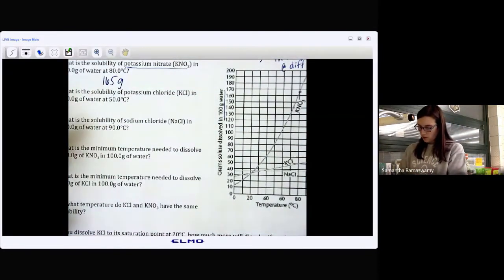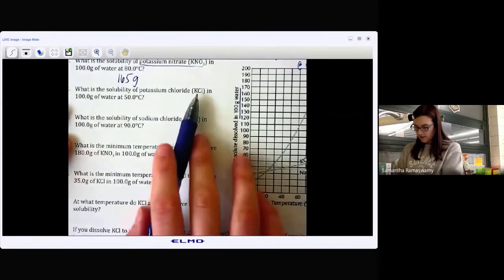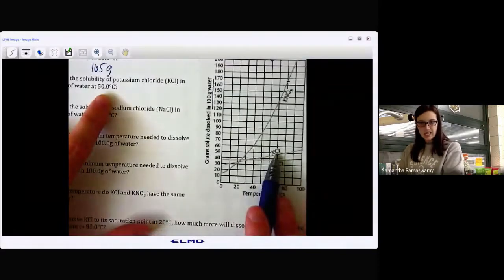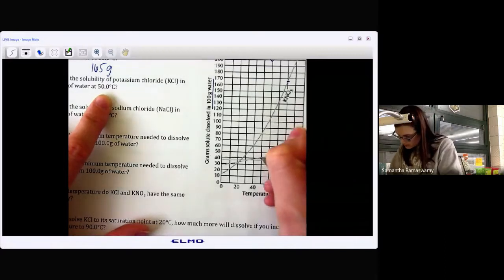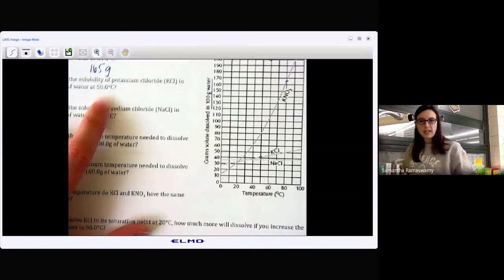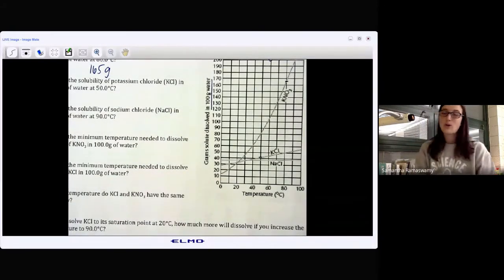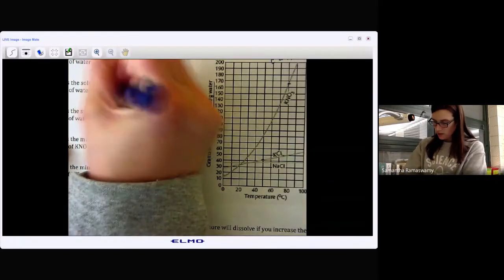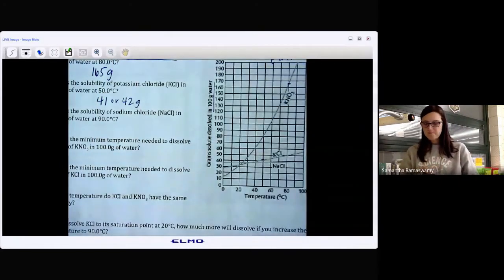Then in number 2, we look for the solubility of potassium chloride at 50 degrees Celsius. So I'm going to go to the KCl line, but at 50 degrees Celsius. Here's 50. Try to read that curve. It's a little bit above 40, maybe 41 or 42 grams. I would say either 41 or 42 would be accepted.